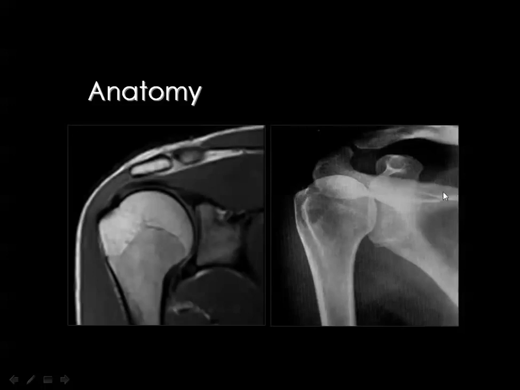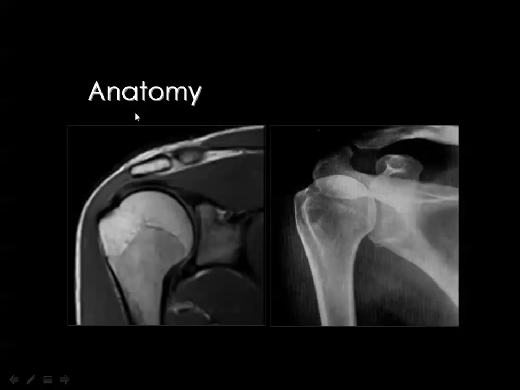And here you can see the acromion, and the acromion will articulate with the clavicle to form the acromioclavicular joint. And you remember that the clavicle is medial while the acromion is lateral. Then this is the coracoid process, which is an anteriorly located structure, and this is the spine of the scapula.